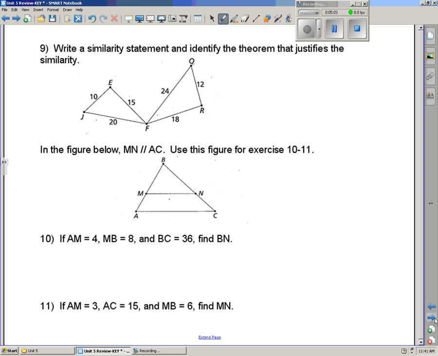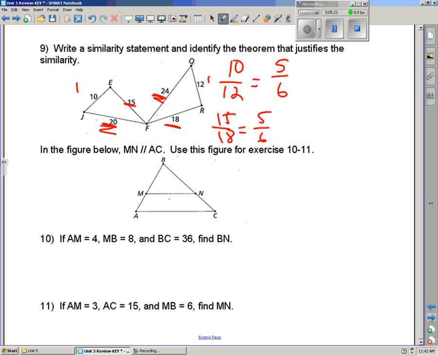The smallest side in this triangle is 10. The smallest side in this triangle is 12. So 10 to 12 simplifies to a 5/6 ratio. The middle side then would be 15 to 18, and 15 to 18 simplifies to 5 and 6.